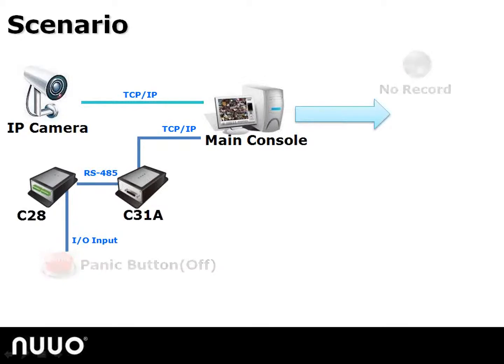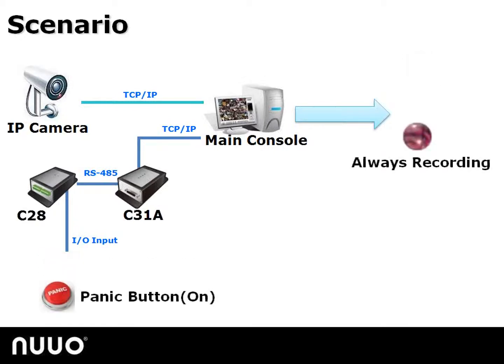But if the user clicks the panic button, then the Mainconsole will start the mode of always recording. The reason why we need this function is because sometimes if something urgent happens, the user does not need to right-click on each channel to do a manual record. By pressing the panic button, the I/O input signal will be sent to the Mainconsole to trigger the mode of always recording.